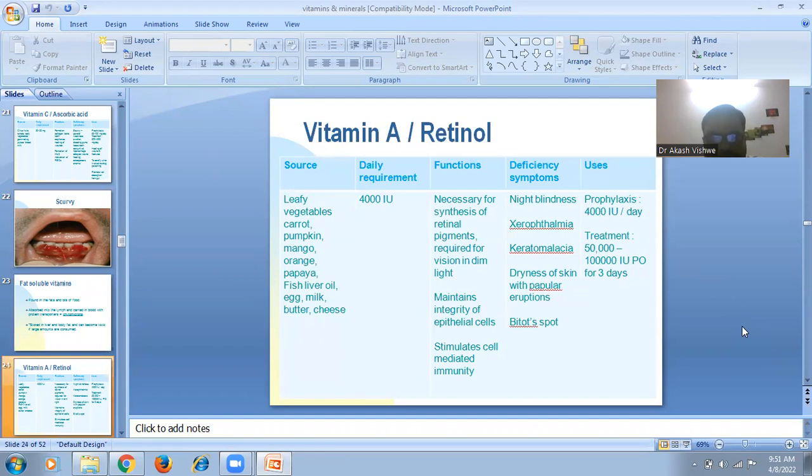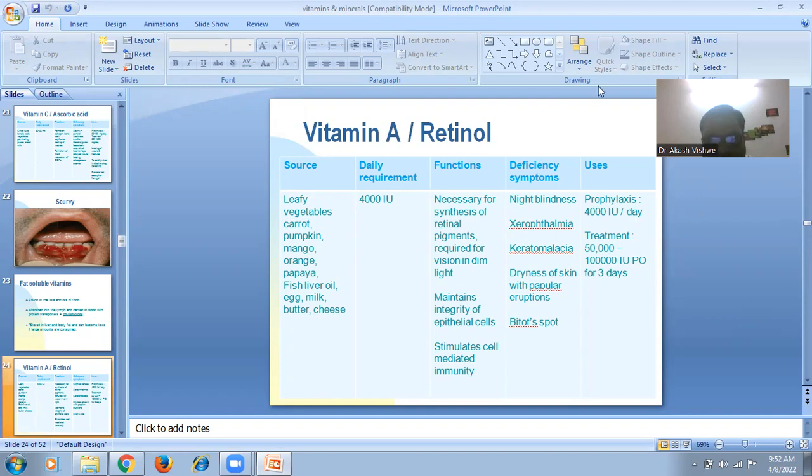So vitamin A we have now, first in this category, that is also known as retinol. The sources of vitamin A are leafy vegetables, carrot, pumpkin, mango, orange, papaya, fish liver oil, egg, milk, butter, and cheese. The daily requirement of vitamin A is 4,000 IU, international units.